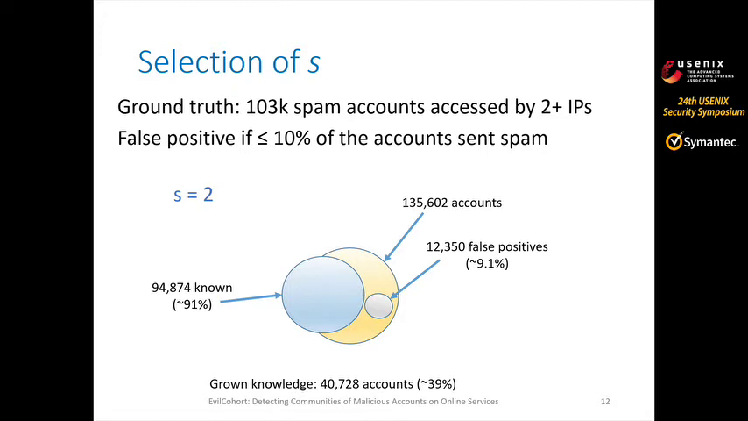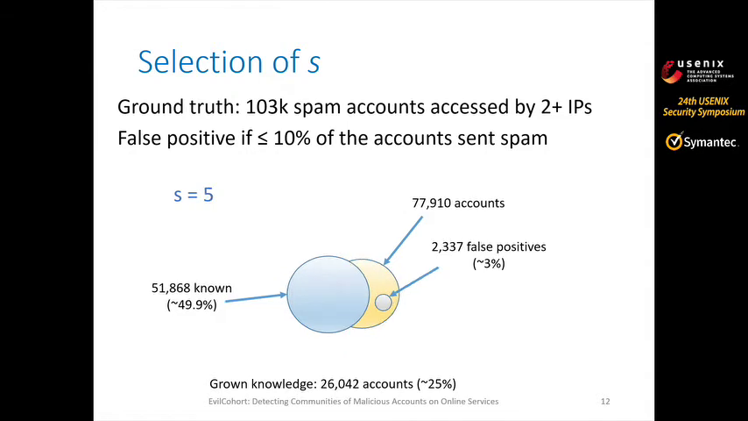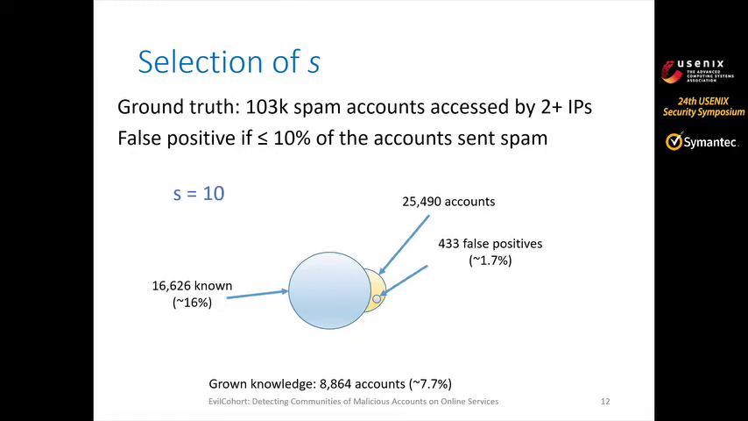So we can increase the threshold a bit further. We detect only 50% of the accounts in the ground truth because 5 as a threshold means that we only look at accounts that were accessed by 5 or more IP addresses. We are still able to grow our knowledge by 25%, and false positives are 3%. By increasing it even further, we get to 10, and so we can only detect 16% of the accounts in the ground truth, increase our knowledge by about 8%, and false positives now are 1%.